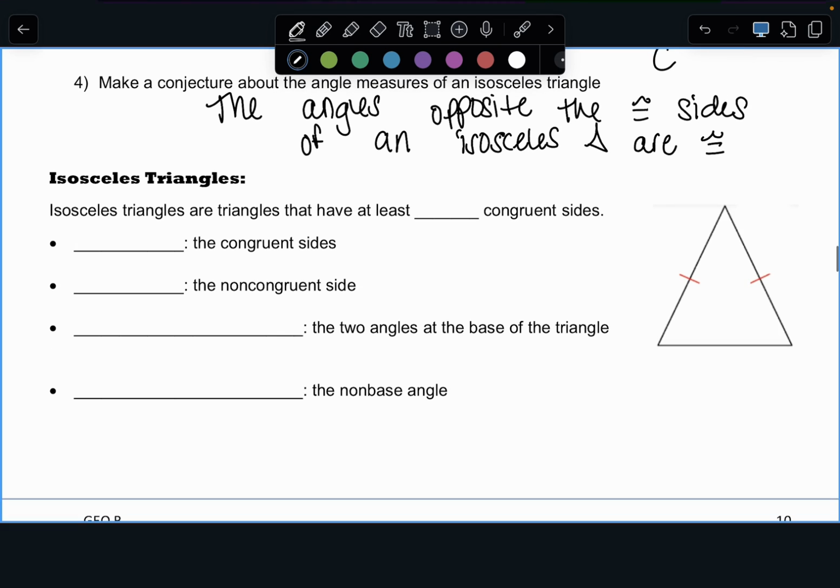Okay. So again, just a refresher, isosceles triangles have at least 2 congruent sides, and we're going to write names for these sides so we can talk about isosceles triangles a little bit better and easier. So first, the 2 congruent sides, we call these the legs of the triangle. So those are your legs. The non-congruent side we call the base.